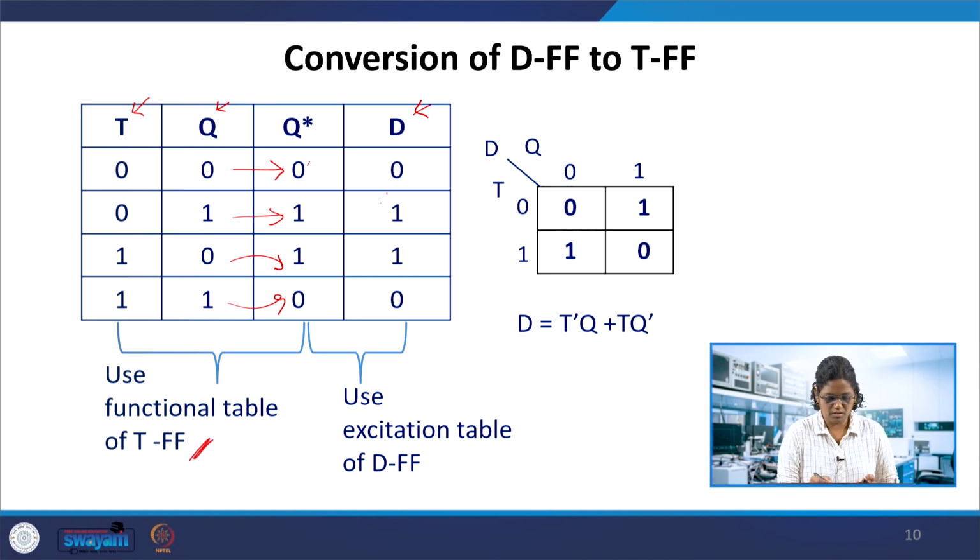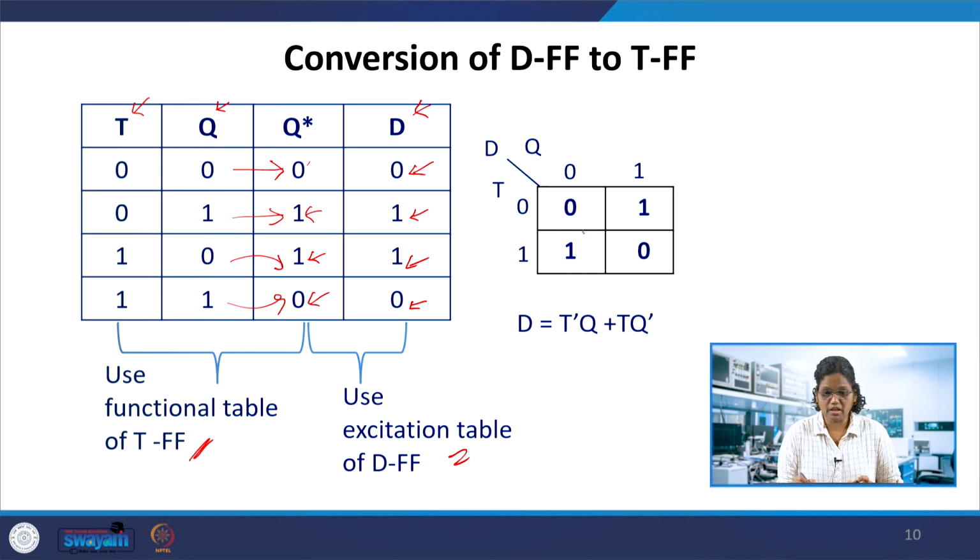Now coming to the D flip-flop excitation table, what should be the input when the present state was this and the next state was this? There is no change. The next state is now 0, so that means the input should have been D 0. Next state is 1, and D should have been 1. Next state is 1, D should have been 1. Next state is 0, so D should have been 0 here. So functional and excitation tables are being used for this conversion.